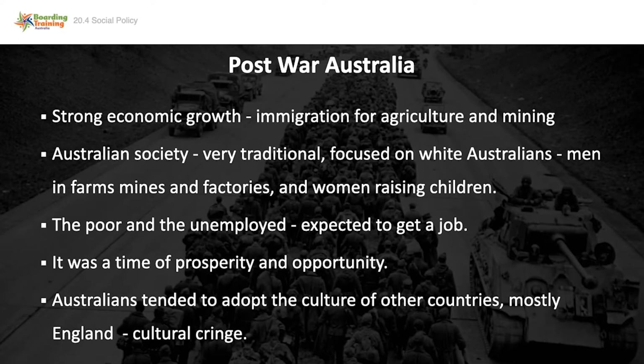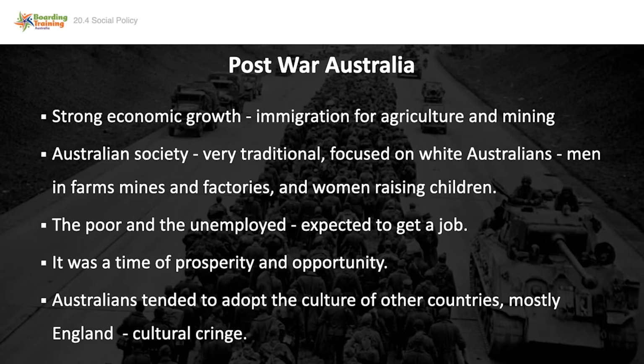We have a little bit of a look at the history of social policy in Australia, and if we look at post-war Australia, after the Second World War, there was very strong economic growth. There was immigration for agriculture and mining, but the Australian society was very traditional. It was focused on white Australians and bringing white Australians in to help agriculture and mining. Men worked in farms and mines and factories, and women raised children. The poor and the unemployed were expected to get a job, and it was a time of prosperity and opportunity.